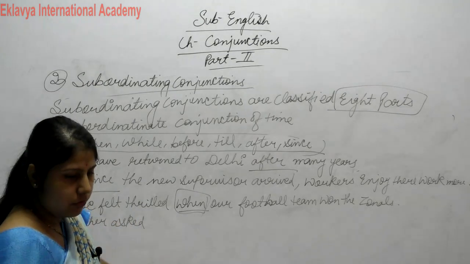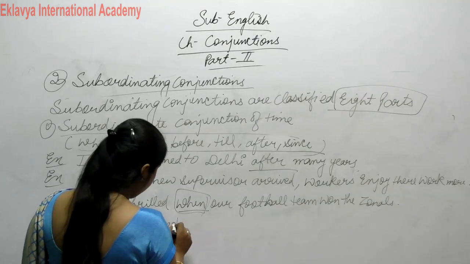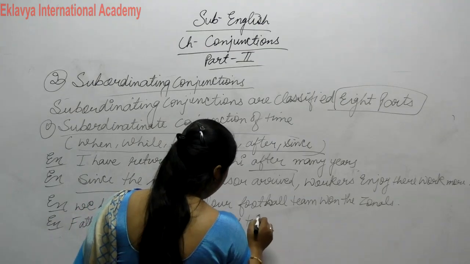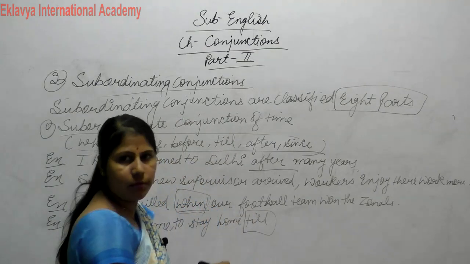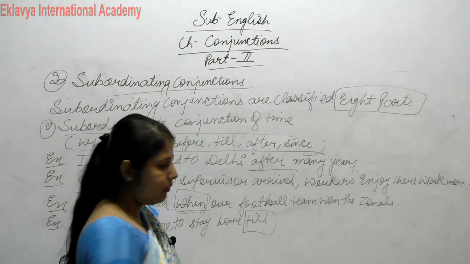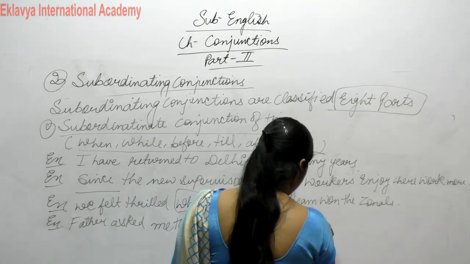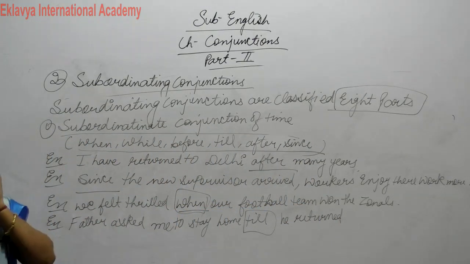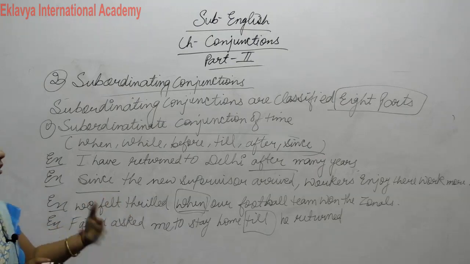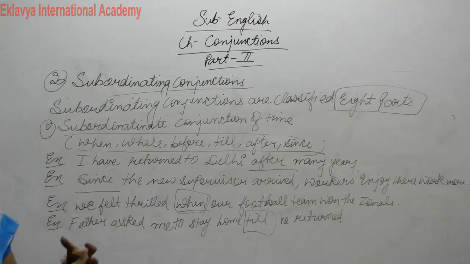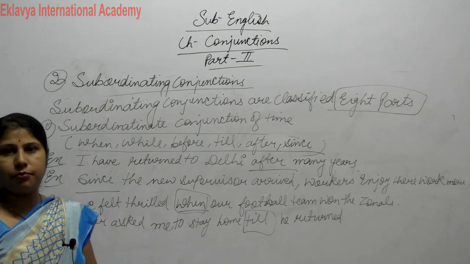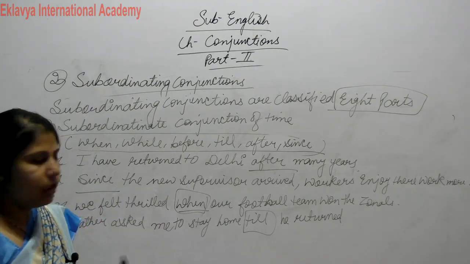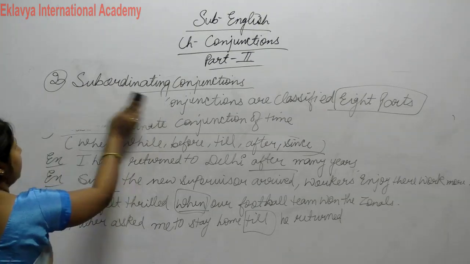Father asked me to stay home till he returned. Till is also a subordinating conjunction of time. Clear? So these are the examples of subordinating conjunction of time. We will not discuss all kinds of examples because this is a big chapter. So we will discuss 2 or 3 examples, that is sufficient. Clear?